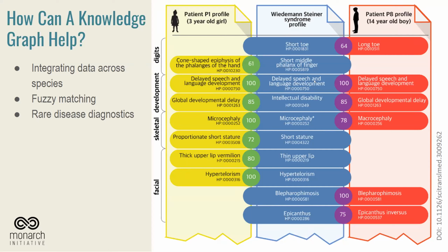And so what we get then, instead of saying this is the same or this is not the same, is a probability score to say which is the most similar thing. And this really helps with rare disease diagnostics, and we've been successful at helping people in this way using the graph.